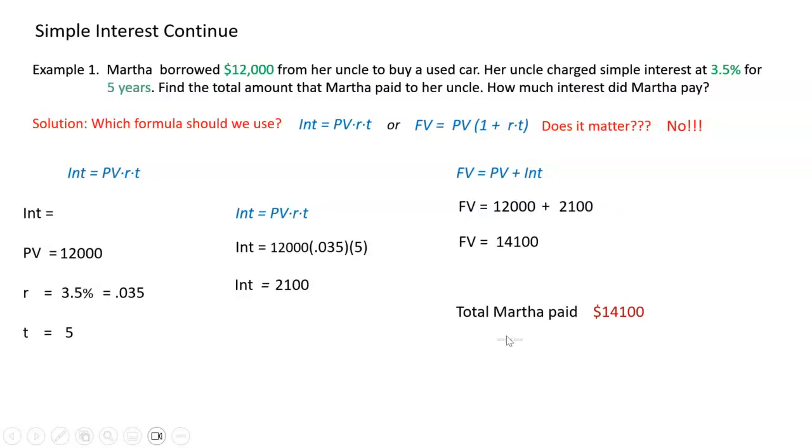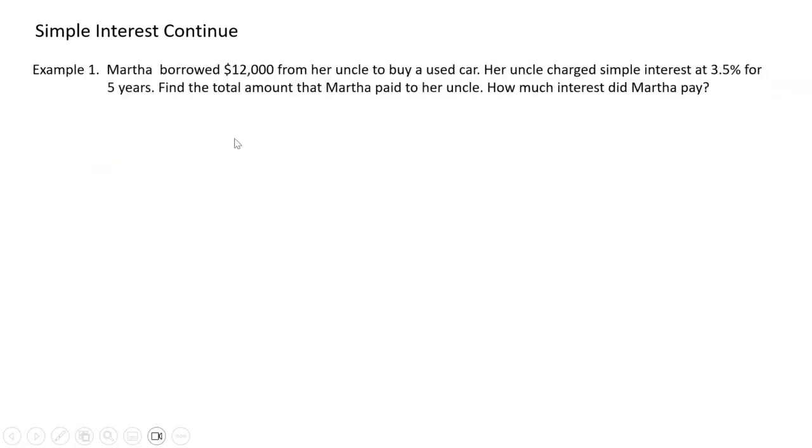How much money did she pay in interest? It was 2,100. Now I'm going to do this very same problem, but we're going to use the other formula. Remember, we got 14,100 and we got 2,100. We're going to get the same results using the other formula. Again, same scenario, but different formula.